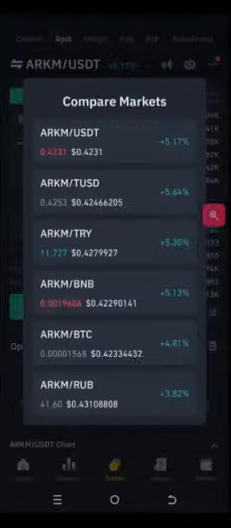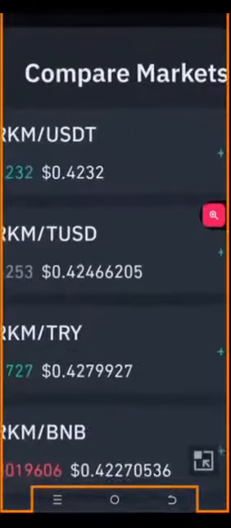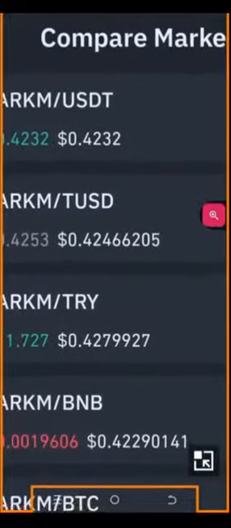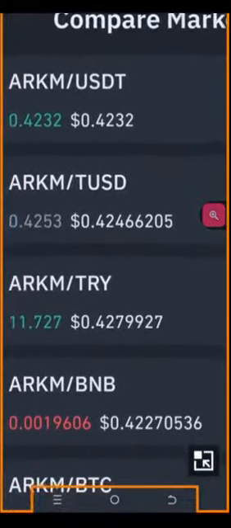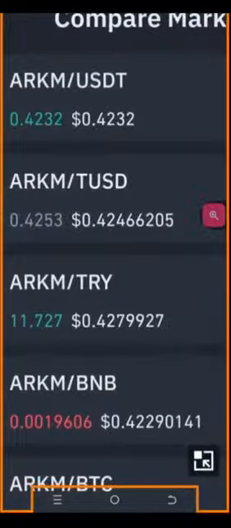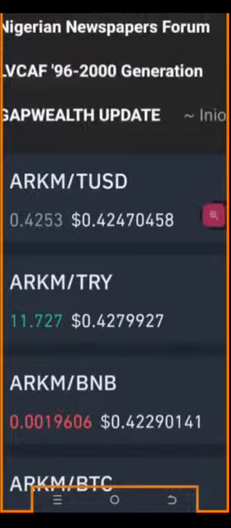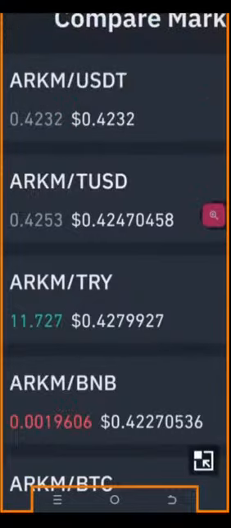Now let's look at this ARKM coin, which is 42 cents. Let me enlarge this so that we can see this better. Maybe by the time you joined Binance, your currency was denominated in your country's currency. You can always go to settings to change to USD. That's how I like to look at the price. I'm in Nigeria, but I don't want to see it in Naira. I always like to see it in USDT or USD, so it makes everything easy for me to see.